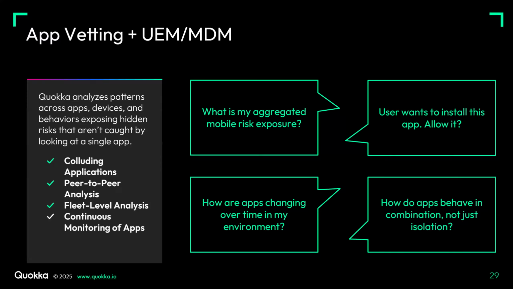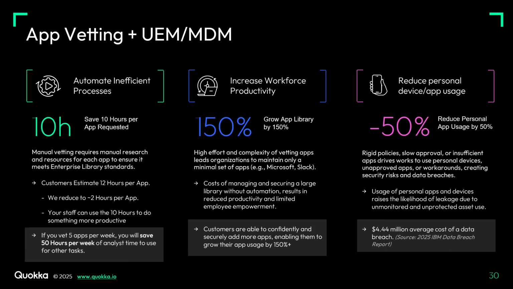And we can answer these questions. Hey, a user wants to install this new Notepad app. Should we allow it? How do these apps behave when you combine them? How are the apps changing, right? We looked at Microsoft Outlook. They have a new version every couple of days. So is there any new risk or new library or new vulnerability being added in the latest update? This is what you can do in the cloud without bogging down user devices. It's easier to deploy. It's easier to control.